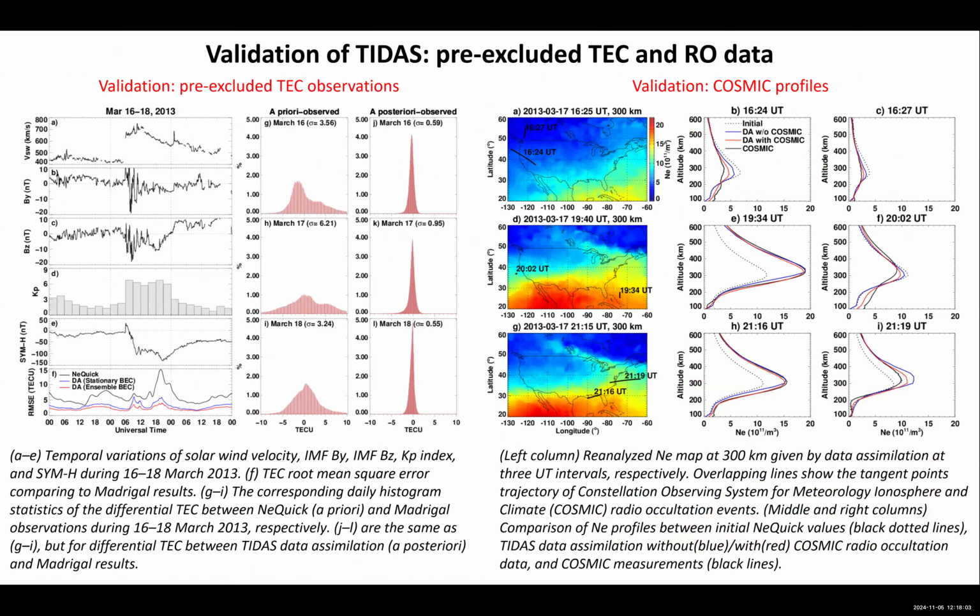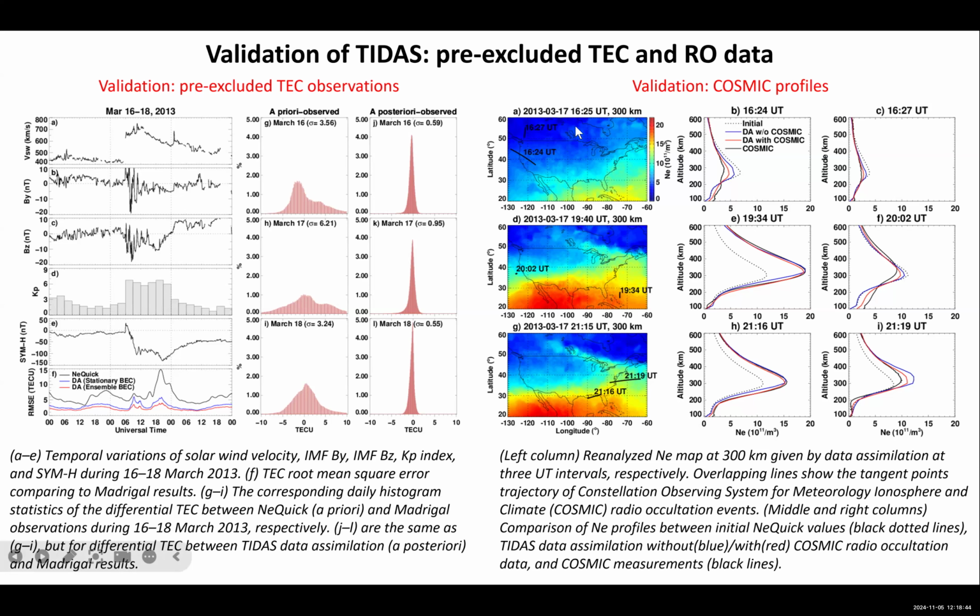Here we show an experiment of the data assimilation. That's for the St. Patrick's Day storm 2013, March 16 to 18. So these are the histograms before the data assimilation, the TEC difference on March 16, 17, and 18. And these are the results after the data assimilation. We can see after data assimilation, the distribution is more like an unbiased normal distribution with a much narrower standard deviation compared to the results before data assimilation.